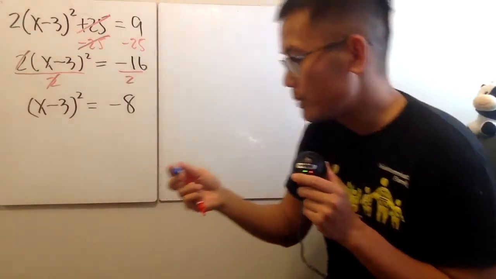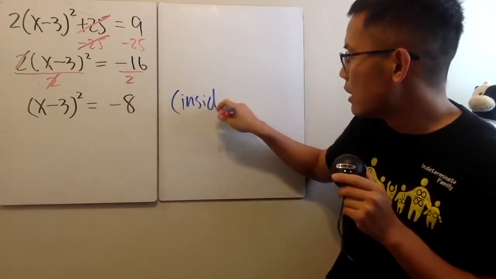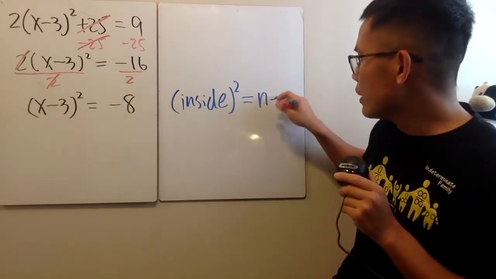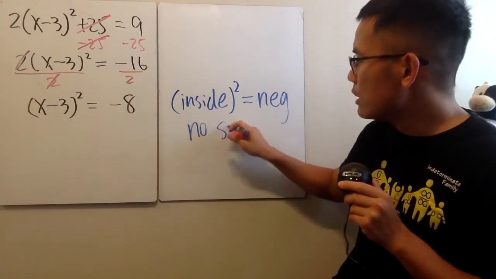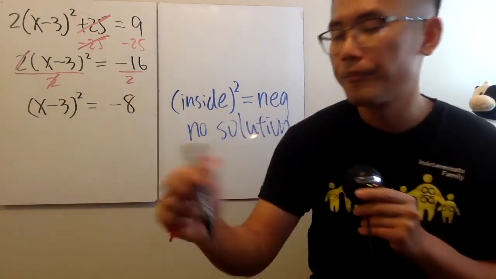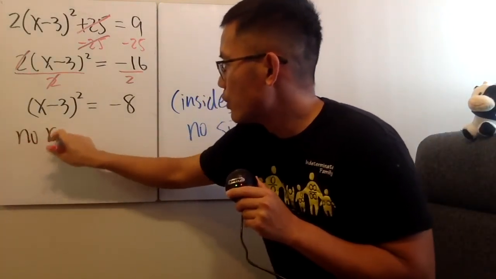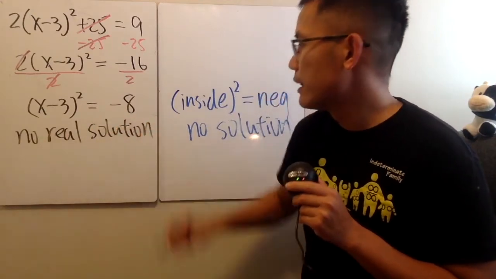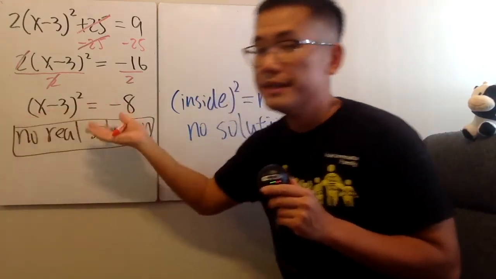Because again, let me just remind you, anytime you have the x inside to the second power, if the right hand side is equal to a negative number, this equation has no solution. So I will just go ahead and write that down. So this right here, the answer is just no real solutions. Like that. So this right here will be the response for this question.